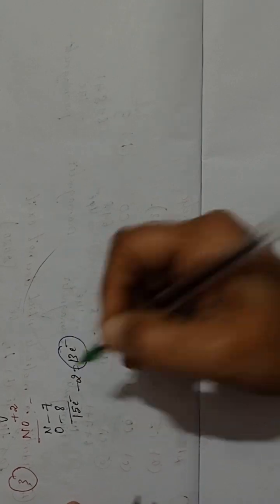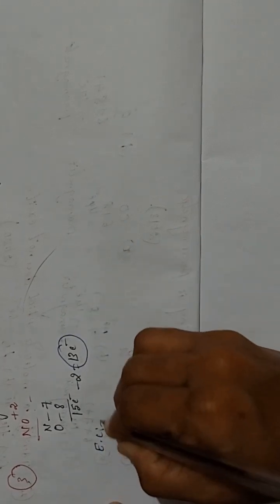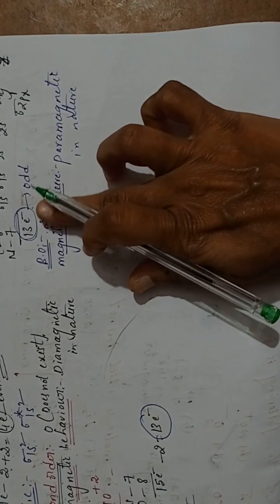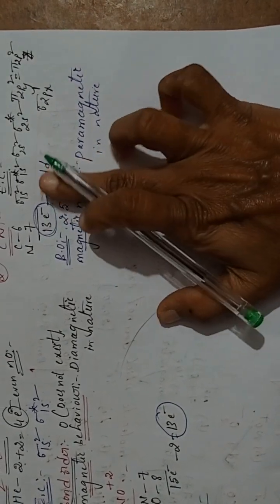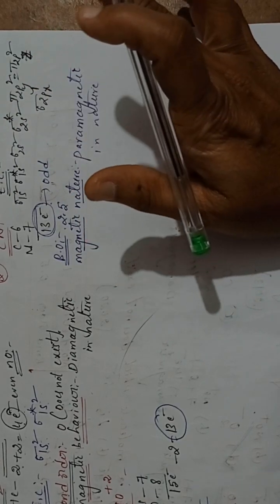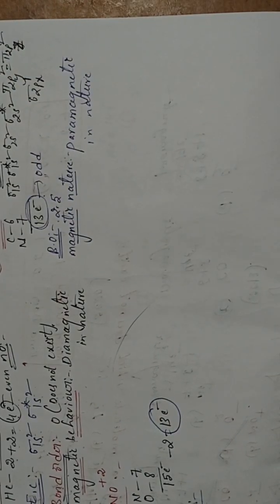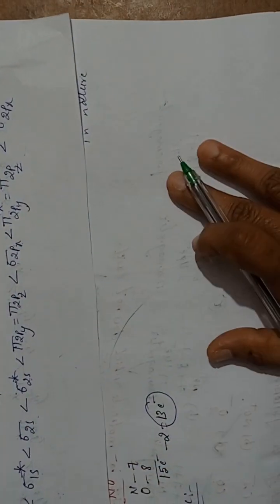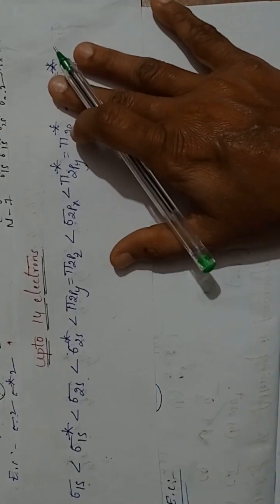Now coming to the electronic configuration, 13 electrons. Next, electronic configuration, 13 electrons also. Here already I told you, this is also 13 electrons. So what is the electronic configuration? As it is, you will get. Are you clear? Up to 14 electrons, the electronic configuration you have to write as it is, students.